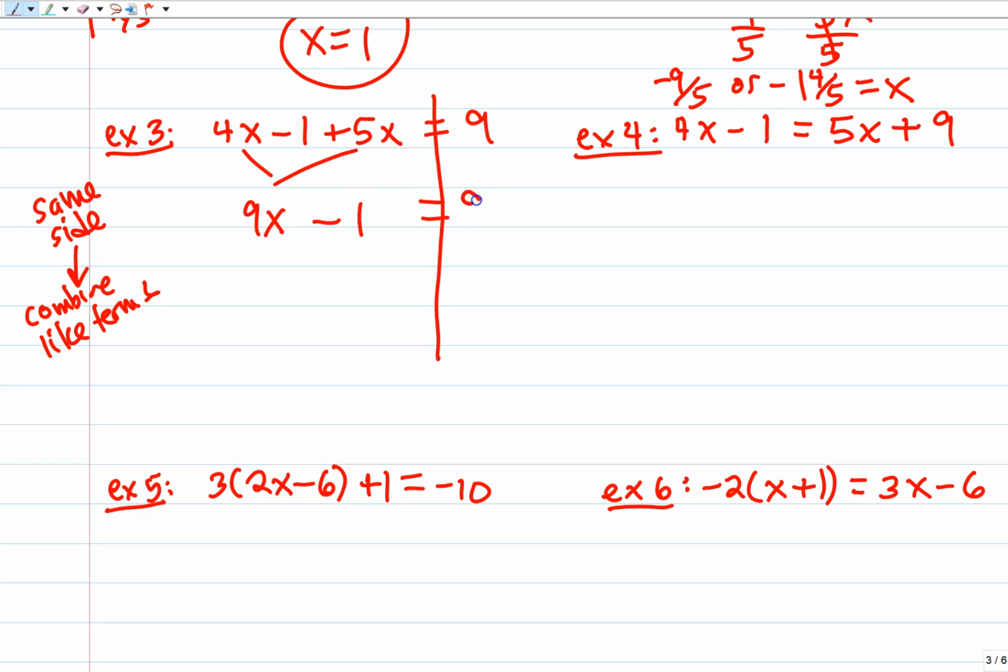Is equal to. We now have something that we can solve. Now that there's a single x, we can undo what's happening to that x. PEMDAS backwards says, do you see any adding and subtracting? You see subtracting, right? How do I undo that subtracting? Do it to one side, do it to the other.